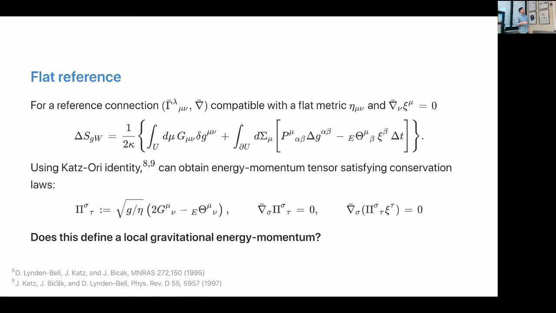And there's a nice identity that's actually derived in these papers, which you can use to show that this quantity, which is the canonical energy momentum tensor for GR, and the Einstein tensor, that quantity is conserved with respect to this reference connection. And so, of course, the first thing that reflexively popped into my mind is, well, does this define a local gravitational energy momentum?